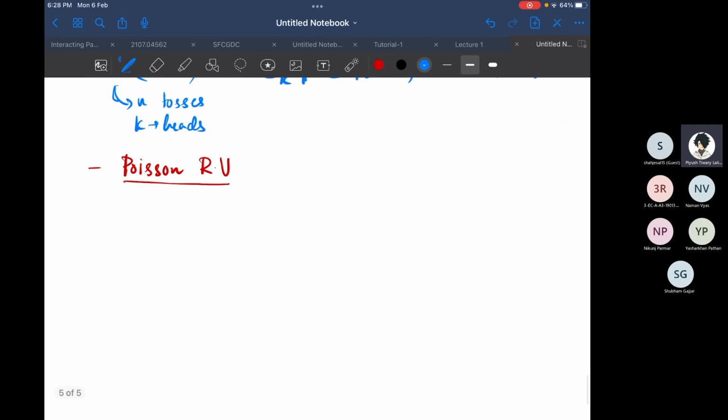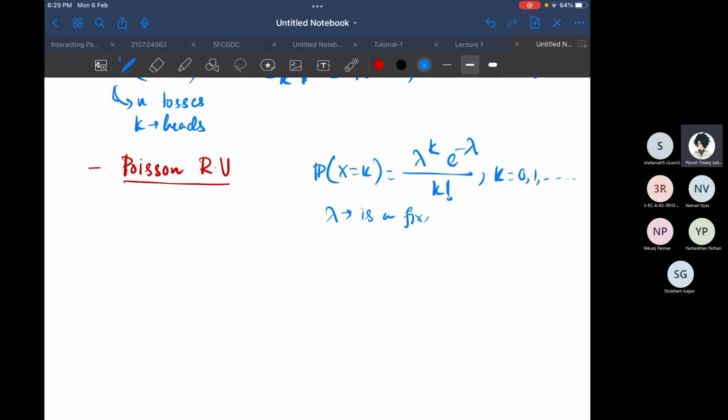It is again a discrete random variable. The probability of x equal to k is lambda to the power k, e raised to minus lambda, upon k factorial. k can go from 0, 1 and so on. Lambda here is a fixed quantity. It's a parameter of this distribution. So it can be 0.2, 0.1, or 0.5, anything you want. So this is another random variable.